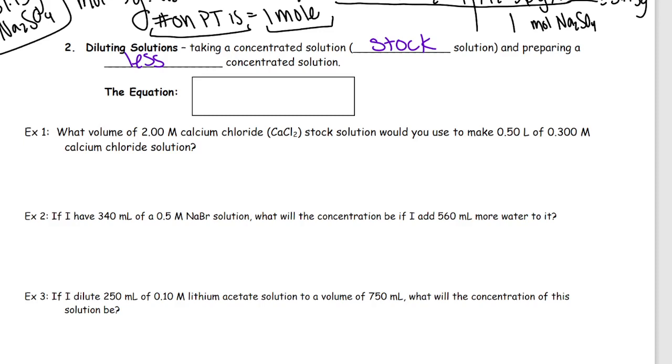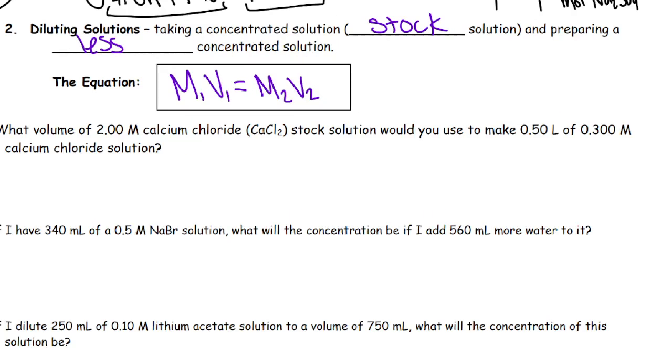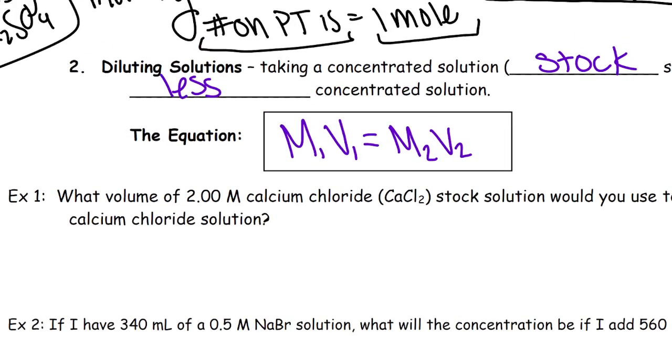So the equation that we use to represent this is that the molarity of your initial solution, usually your stock solution, times the volume of your stock solution is equivalent to the molarity of your diluted solution times the volume of your diluted solution. So M1V1 equals M2V2, where again, M stands for molarity and V stands for volume.